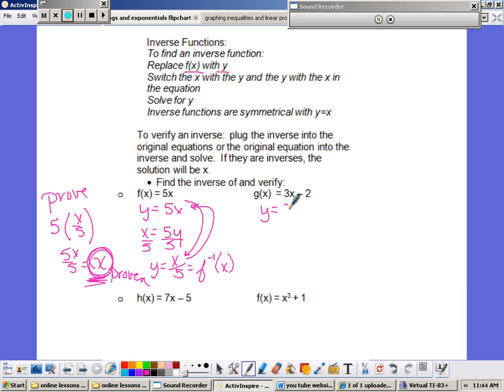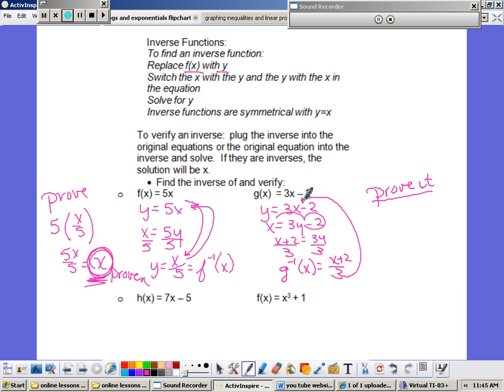So, change it to y. Switch the x and the y. Solve for y, so I'm moving the 2. Divide. So, f, well, how about if I do g, since we're doing g? g inverse of x is x plus 2 over 3. Prove it. So I'm going to take this and plug it back in here. 3 times x plus 2 over 3 minus 2 crosses out. x plus 2 minus 2 crosses out. x. Proven.